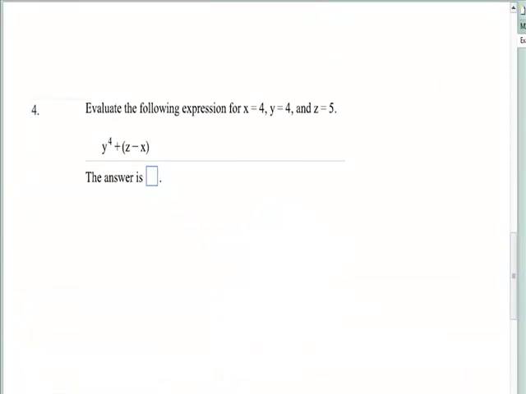I'll do a few more of these. And in this lesson, I don't do every single problem that is similar to that one in the homework. I've just chosen some to do. Okay, I have y to the fourth plus parentheses z minus x. Let's substitute in our numbers. In the place of y, I put a 4. So it's now 4 to the fourth power plus, open parentheses, in the place of z, I put 5, minus, in the place of x, I put 4.